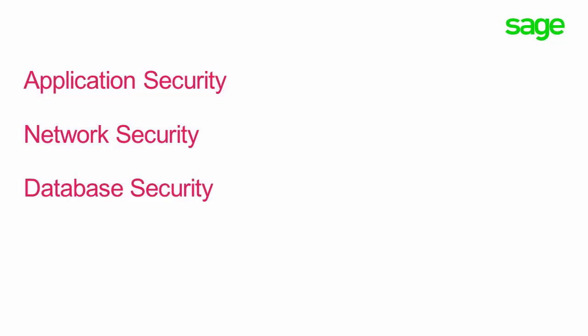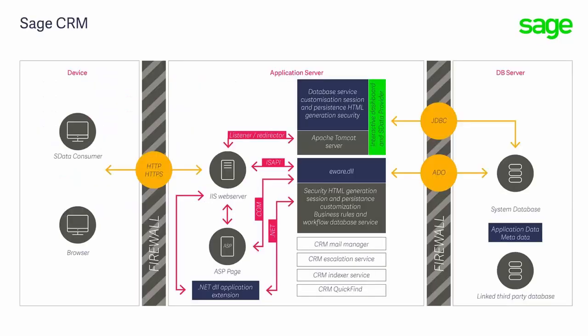Access to the application server is one thing, but we also need to consider access to the database. Access to the application server, as I said, is one thing, but we have to think about the way in which database access is granted. Now, I've discussed in a previous lesson on system architecture how Sage CRM has a hybrid architecture.